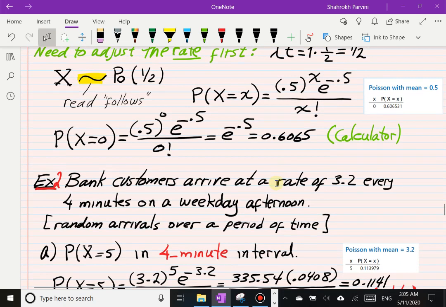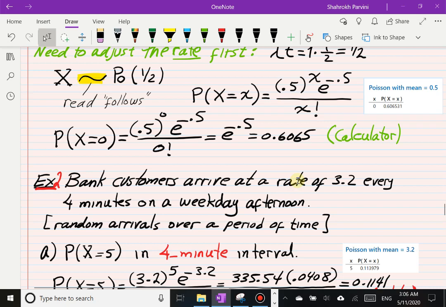In the second example I have here, bank customers arrive at a rate of 3.2 every 4 minutes on a weekday afternoon. So here we have a random arrival situation, random arrivals that take place over a period of time. With this, you get into the topic of queuing theory, and Poisson distribution is used quite often as a model for queuing. Okay, and it's modeled for the arrival times in a queue.